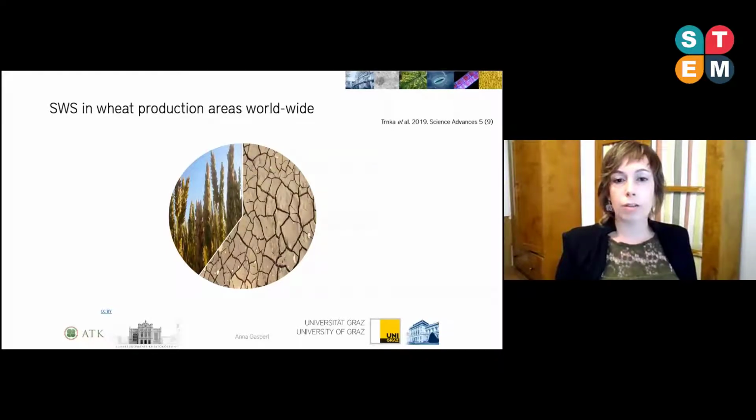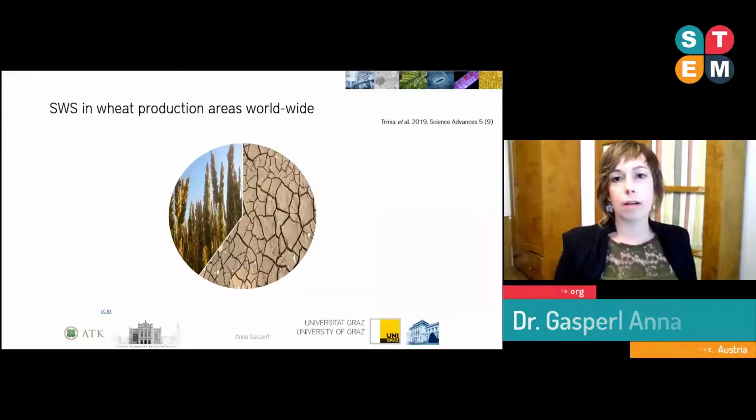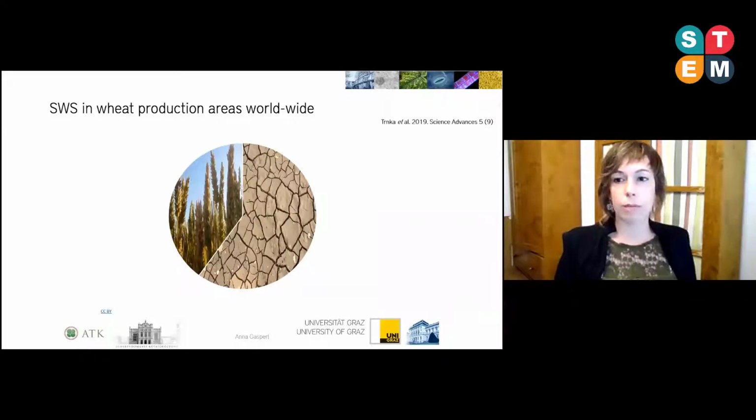And we are interested in getting to know more about wheat drought tolerance, how to select for drought tolerant varieties. And we are also interested in what happens if the wheat production areas shift into higher altitudes or into other latitudes, and how that affects wheat growth, because their light composition might be different.